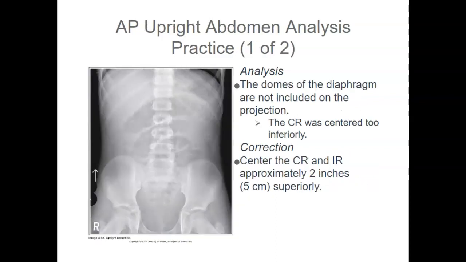Our next image analysis is an upright abdomen AP projection. In an AP projection, we must have both domes of the diaphragm, and they're not included within this projection. So the centering, or central ray, was centered too inferiorly. We need to readjust that central ray 2 inches superiorly to obtain both hemidiaphragms on the projection.